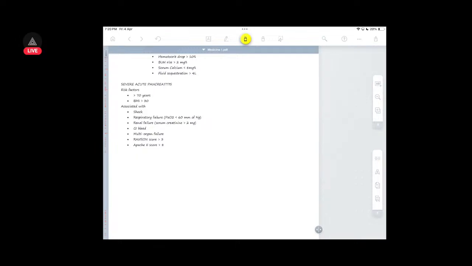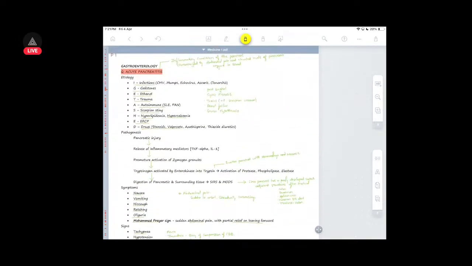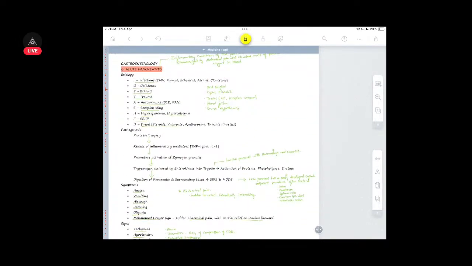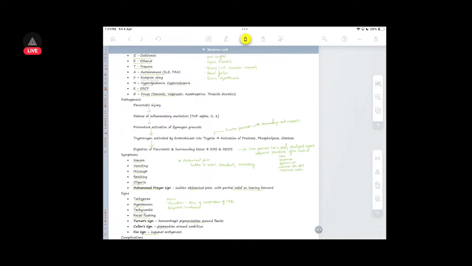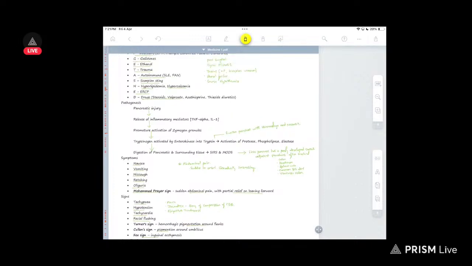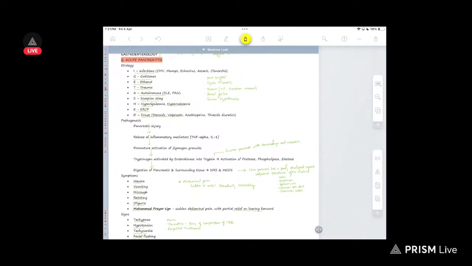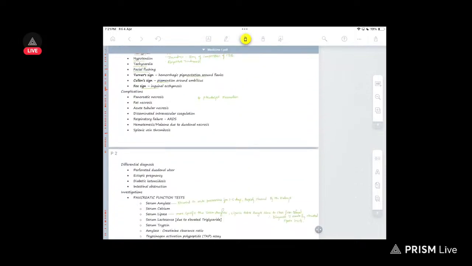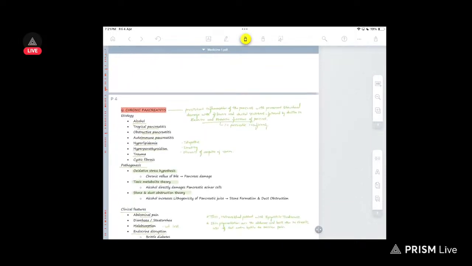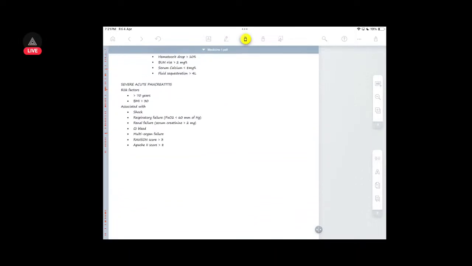Acute pancreatitis causes: pancreatic injury, infections, gallstones, ethanol, trauma, autoimmune, scorpion sting, hyperlipidemia, hypercalcemia, ERCP, post-surgical, toxins, renal failure, and severe hypothermia. All of them are related to pancreatitis.